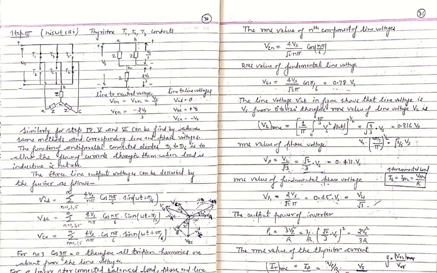What is the RMS value of the nth component of line voltage? So now we will find the RMS value of the nth component of line voltage. Go to this line voltage expression, which is 4 Vs divided by n pi cos n pi by 6 sine n omega t plus pi by 6.